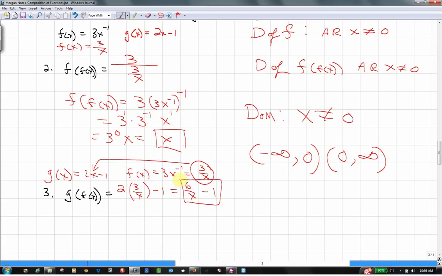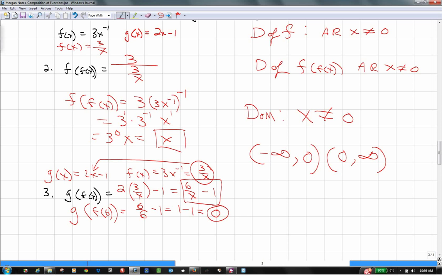So if it tells me to evaluate it for some value of x, I would plug that value of x in right there. So for example, if it told me to evaluate it at x equal to 6, what I would do is say, okay, g of f evaluated at 6. So notice I'm evaluating f at 6 and using that output for g. Then I'd put 6 in, 6 all over 6 minus 1. That would be 1 minus 1. So it would evaluate to 0 if I put x equal to 6 in there.